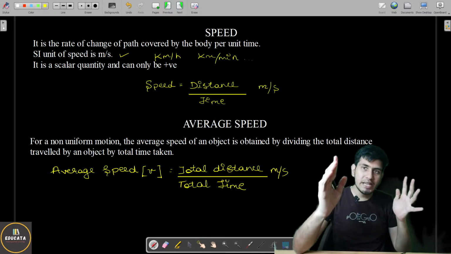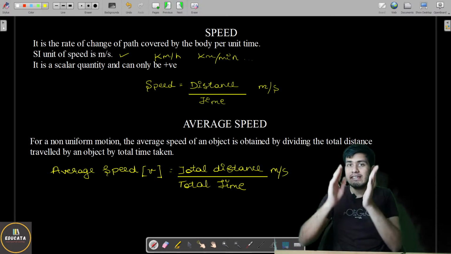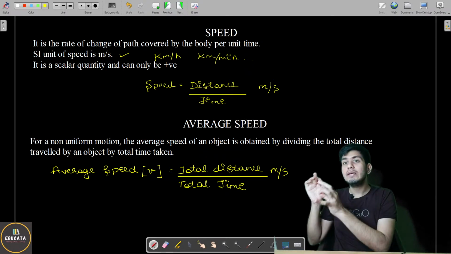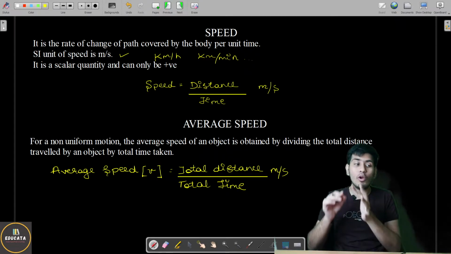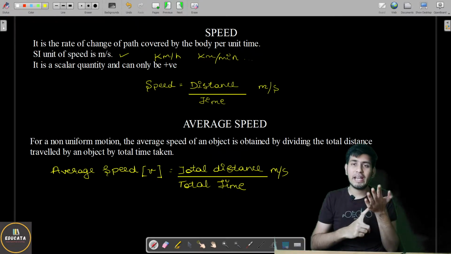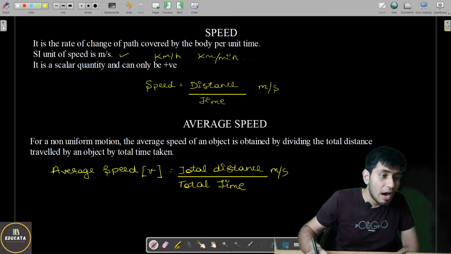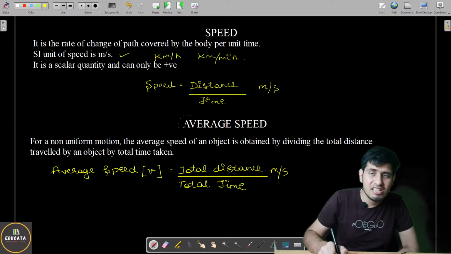Okay, speed is a scalar quantity as I already told you, and because it has only magnitude, it can only be positive. The speed of a particular body can only be positive. It cannot be negative and it cannot be zero. Okay, that's the point. Now, another term which we are going to look at is the average speed.